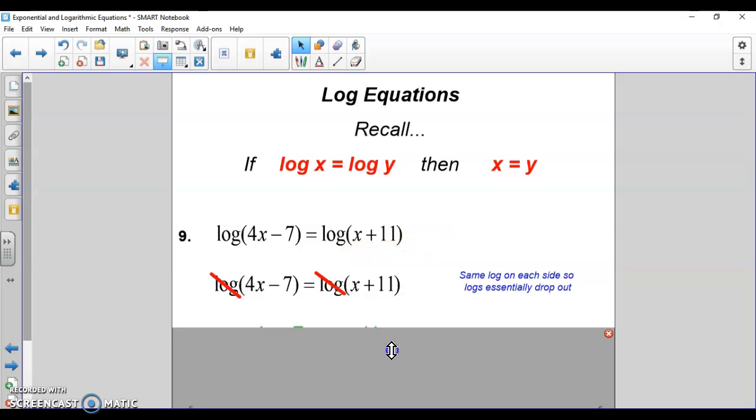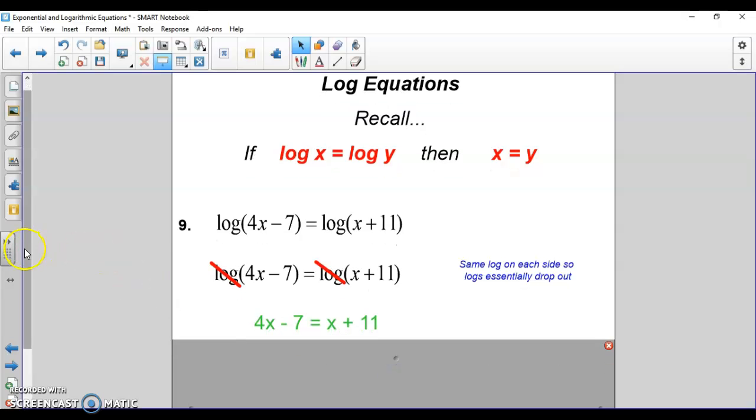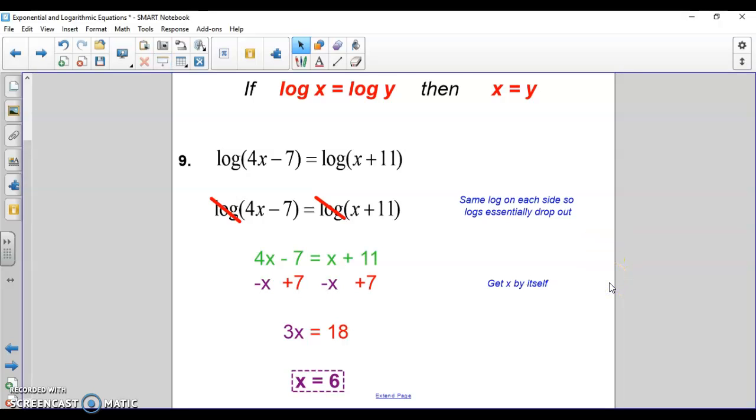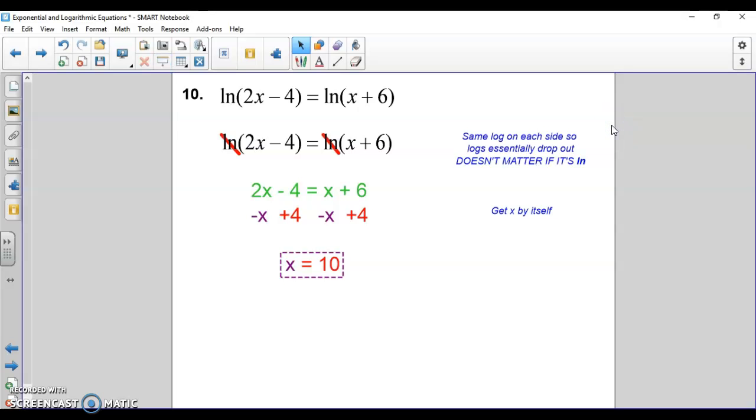the logs essentially drop out or cancel out. So we're left with 4x minus 7 equals x plus 11. And then all you do from there is get x by itself. So we got that. Same type of example, it's just natural log. Both sides have a natural log, so they essentially cancel out. It doesn't matter if it's natural log, and then you just get x by itself from there. Nothing too crazy.